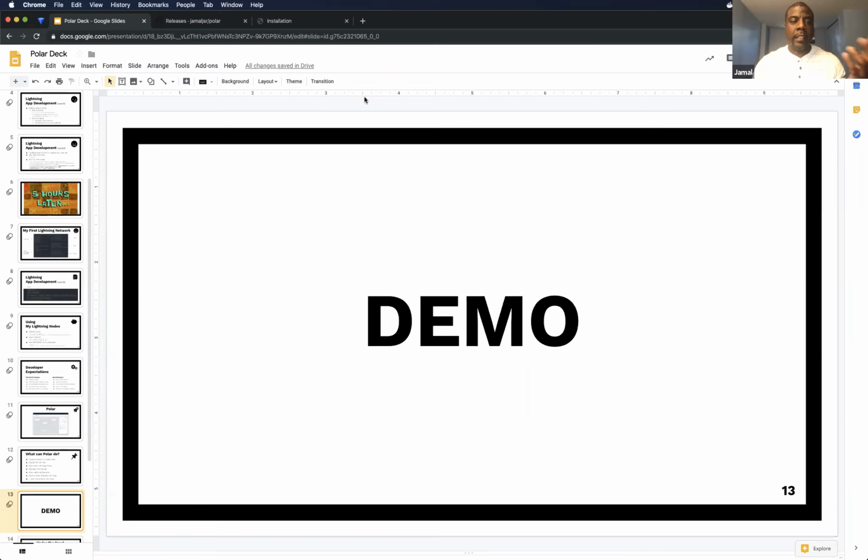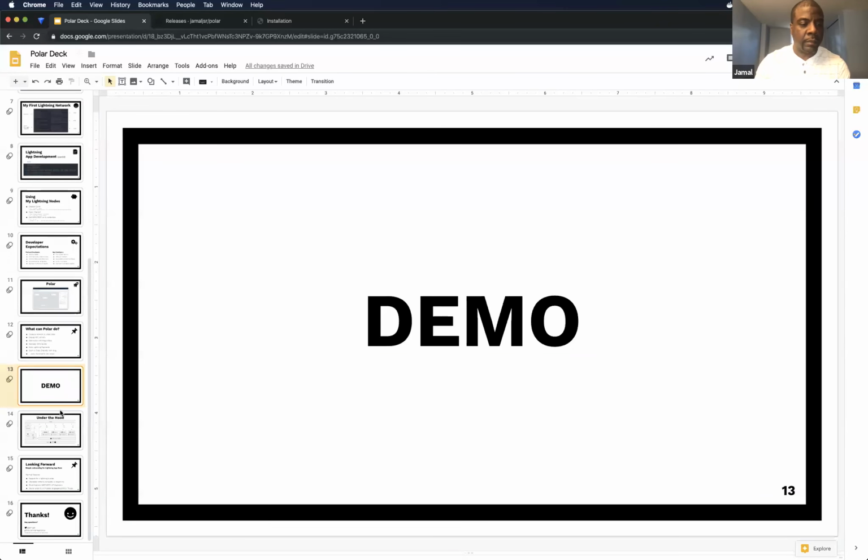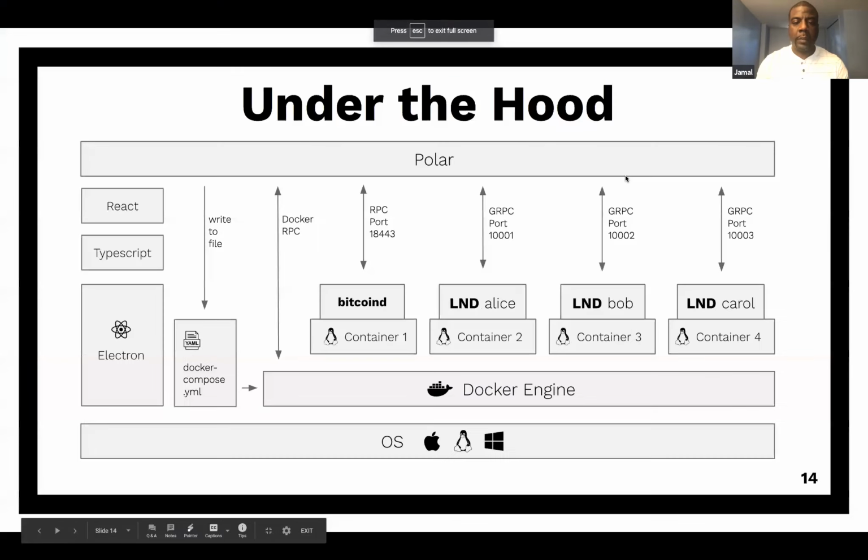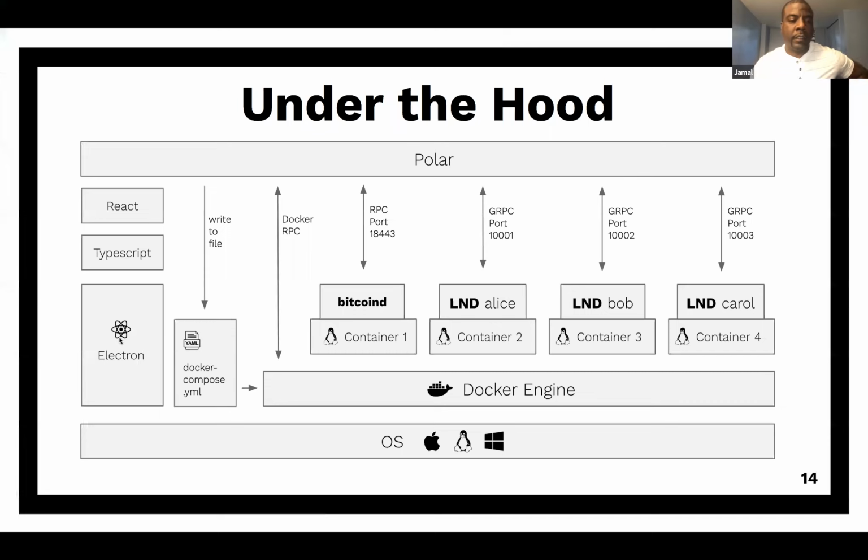I'm going to go back to the slides just to give you a high level on how Polar is built. Basically, underneath the hood, Polar is a React application built with TypeScript and Electron. Electron is just a cross-platform desktop application platform that allows you to write your code once and have it run on Mac, Windows, and Linux. And Docker, which, if you're not familiar, is a virtualization platform or engine that allows you to run Linux containers on Mac, Windows, and Linux.